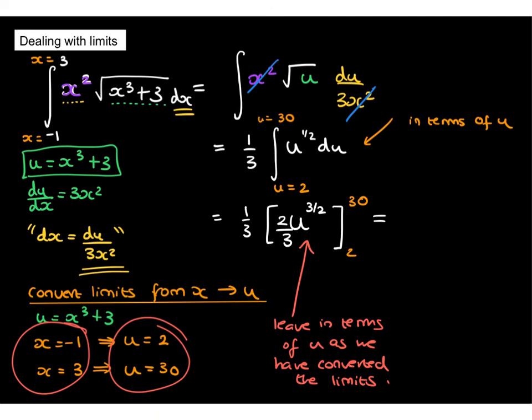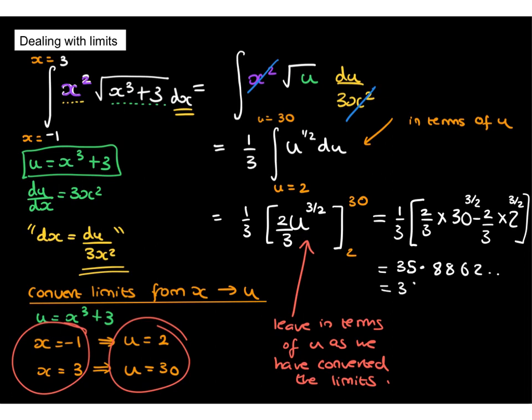We now have an integral which is in terms of u, and limits which are in terms of u, so all we have to do is substitute in these limits. So we know that this is going to be 1/3 of 2/3 multiplied by 30 to the 3 over 2, take away 2/3 multiplied by 2 to the 3 over 2, which is probably going to give us some decimal value. Now, we can actually express the answer as a surd if we want to, using our calculators, but we get a decimal answer of this. So I'm going to round that to 35.9 to 3SF.